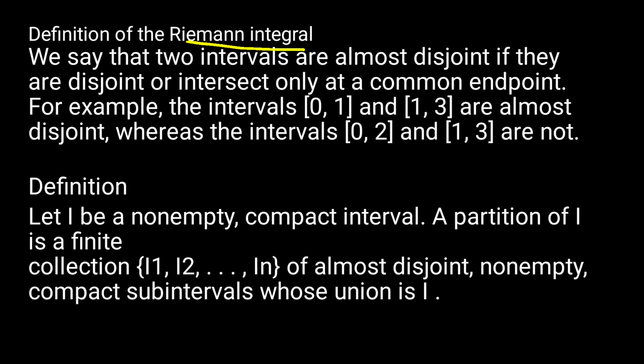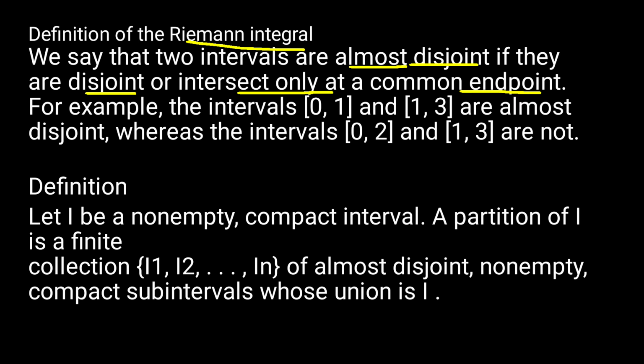We say that two intervals are almost disjoint if they are disjoint, or they intersect only at a common endpoint. So those are two conditions. You'll say that two intervals are almost disjoint if either they are fully disjoint or they intersect only at a common endpoint.